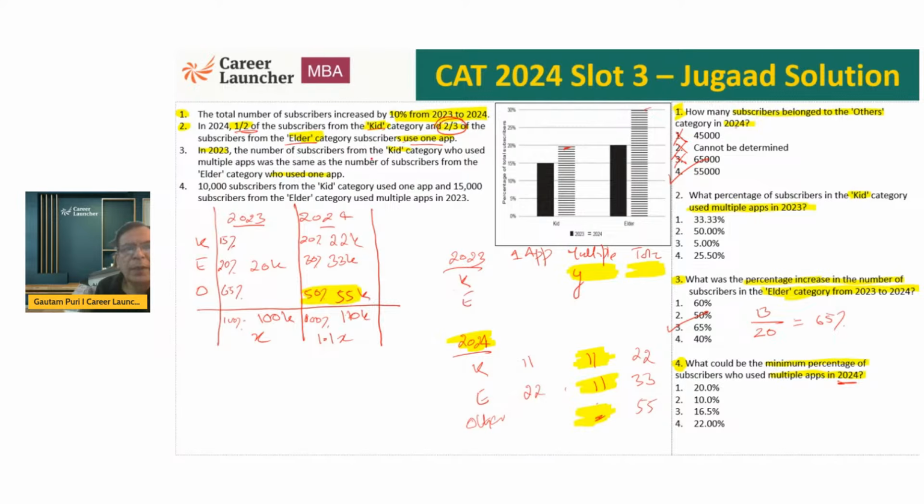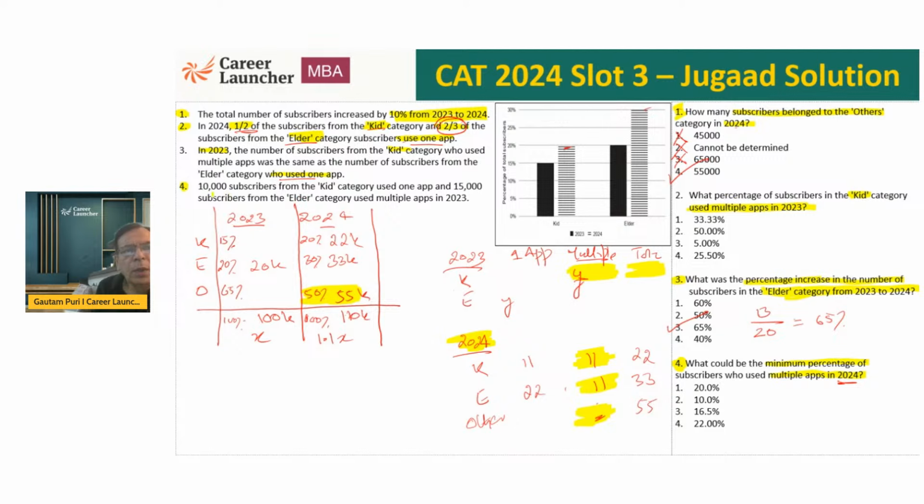Okay, statement C: the number of subscribers from the kid category who use multiple apps was the same as the number of subscribers from the elder category who use one app. So he's saying both are equal. Kids multiple app in 23 is the same as elders single app in 23. Okay, fine, let's move ahead.